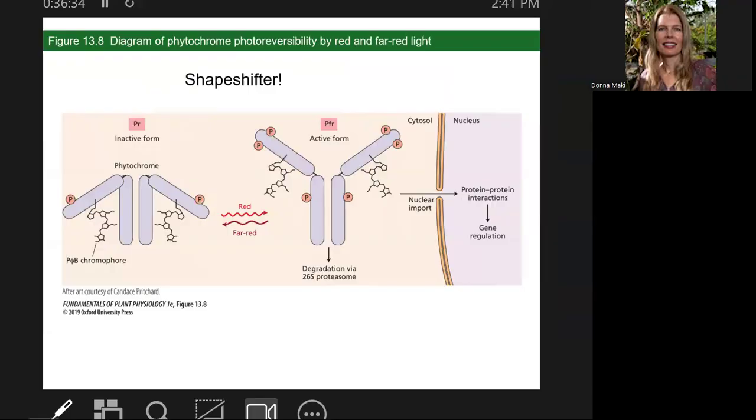So when they say that the P sub FR form is the active form, what they're also referring to is it seems to be the major form that will interact with proteins in the nucleus to alter gene expression. So it seems like the P sub FR form interacts with transcription factors in the nucleus, which then will decide which genes get turned on or off.